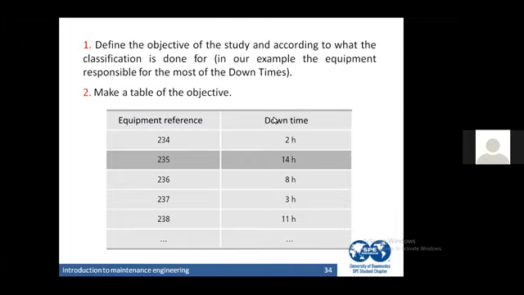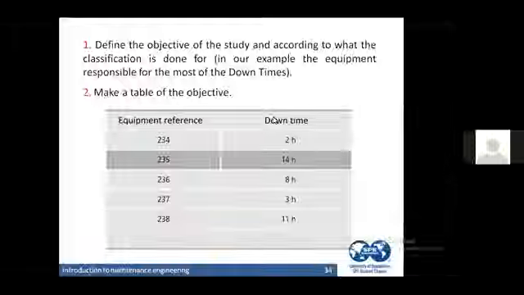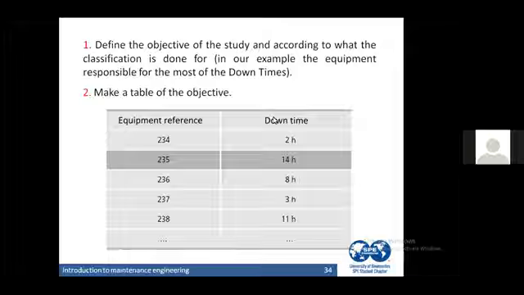So after defining the objective of our study, we should put the equipment in a table. In this table, you put the equipment. In my case, I didn't give them a name, but I gave them a reference. For example, 234 stands for a pump, and 235 stands for a choke manifold. On the right, we have the downtime and availability time for them.